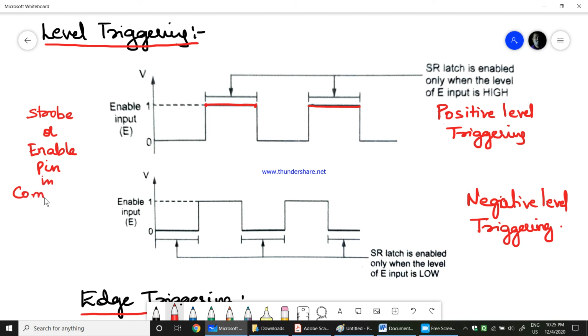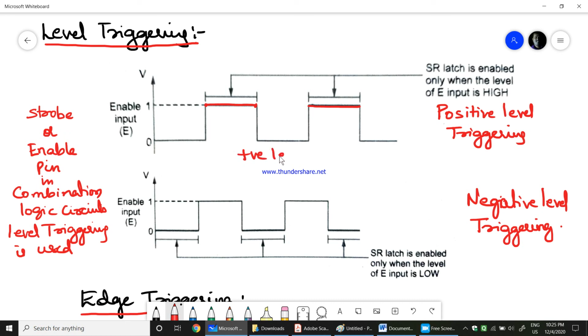In combinational logic circuits, level triggering is used. When it is an active high enable pin, positive level triggering is used for active high, and negative level triggering is used for active low.